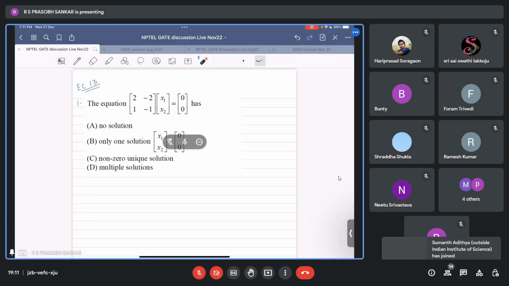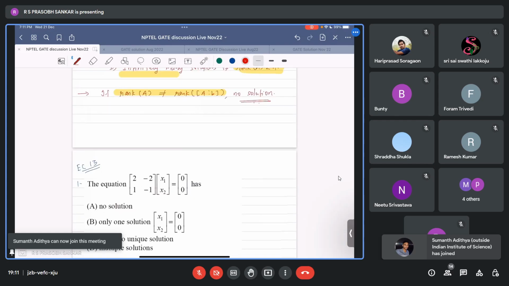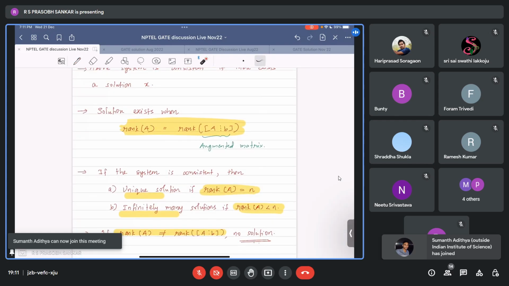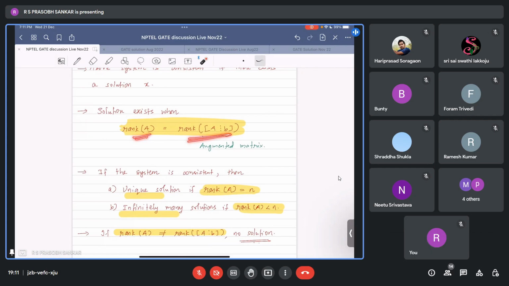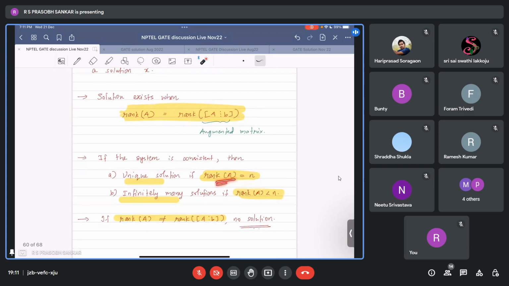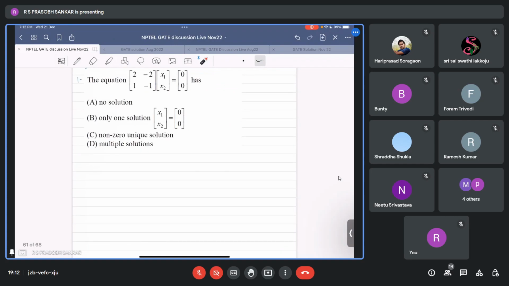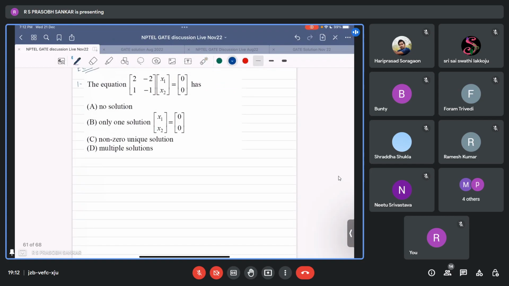If we recollect from here, these are the different cases. If the rank of A is the same as the rank of A augmented B, then there exists a solution, and depending on whether this rank is the same as the number of columns or less than the number of columns, we can say there is one solution or multiple solutions. And if this is not true, then we don't have any solution. That's the idea. The question is clear, no? Basically, we are given a system of equations, and we are asked to comment on the nature of the solution to this system.